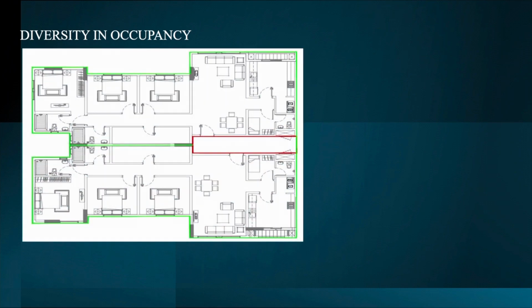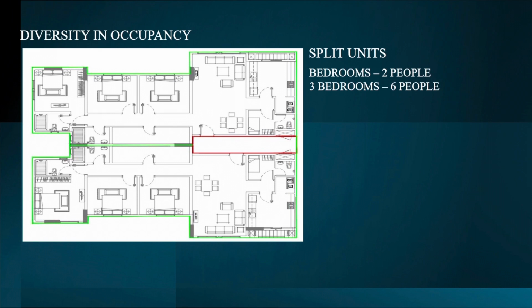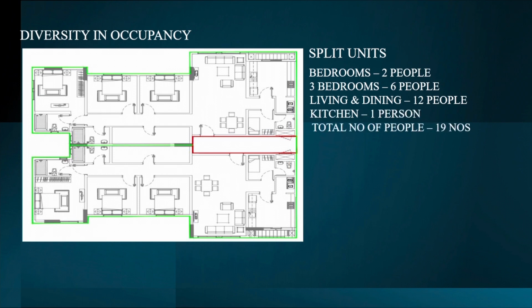Many in the industry have asked what is the impact of diversity on heat load calculations on total capacity. Let us look at the diversity in occupancy. If our calculation is done using split units, then let us see what is the total occupancy. Bedrooms, 2 people each, 3 bedrooms, 6 people. Living and dining with 12 chairs, total 12 people. Kitchen, 1 person, total number of people 19.